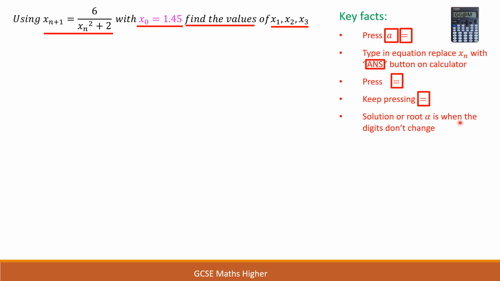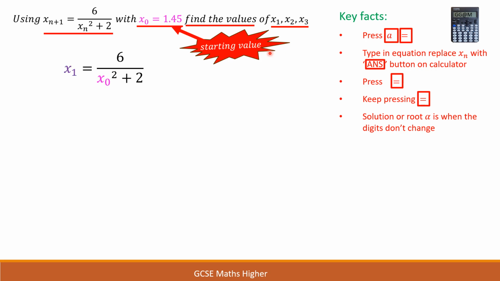Solution is the root where alpha is, and this is where the digits don't change anymore. This is my starting value. So we're first of all going to work out x1. So x1 is when n is equal to 0. So if n is equal to 0 in this equation, 0 plus 1 gives me 1.